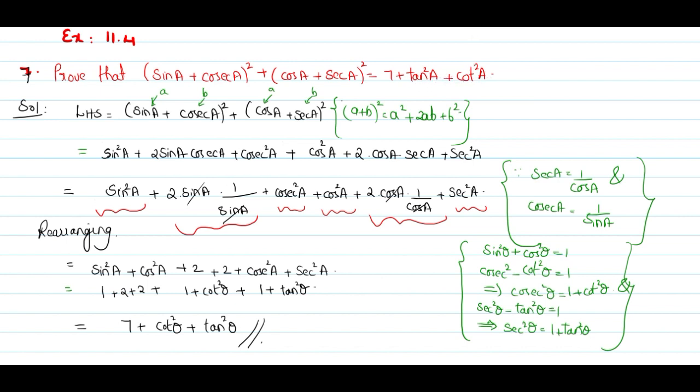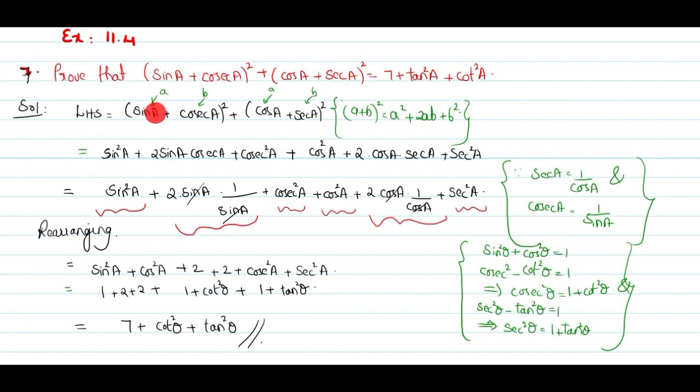For this kind of questions, we will take LHS. So, what is LHS? (sin a plus cosecant a) whole square plus (cos a plus secant a) whole square. This is the LHS. So, if you observe, (sin a plus cosecant a) whole square is in the form of (a plus b) whole square. What is the expansion of (a plus b) whole square? a square plus 2ab plus b square.